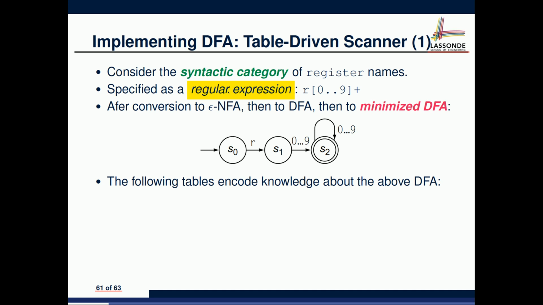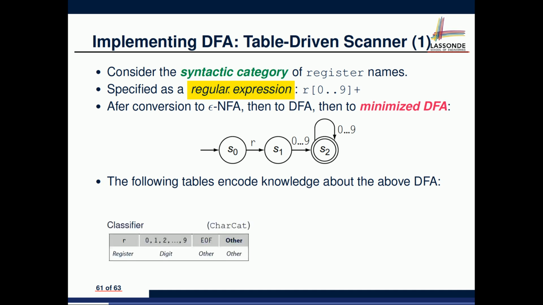Let's say we got three tables. Is it readable at least? Basically, this one here is called the classifier. It's saying that whenever you read R as a transition, it's basically a register. And whenever you read anything between 0 and 9, it should be a digit. If you read end of file, it should be the other category. If you read anything else, just other. It's just a table of categories.